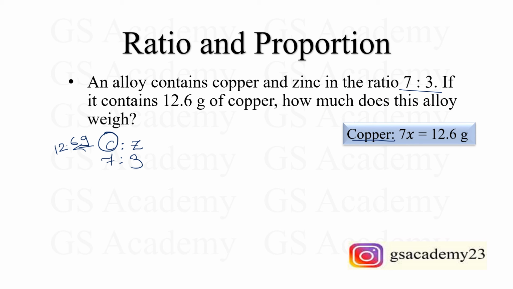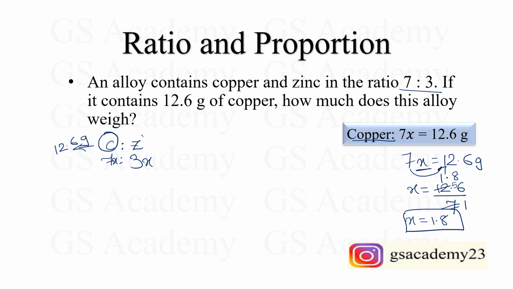So the copper value is given, so we will consider copper's part as 7x, and zinc's part is 3x. So 7x is equal to 12.6 grams. So in order to find the value of x, we will shift this 7 here. So this becomes x is equal to 12.6 divided by 7. So this will be 7 ones are 7. So 12 minus 7 gives us 5. So 1.8. So x value will be 1.8.